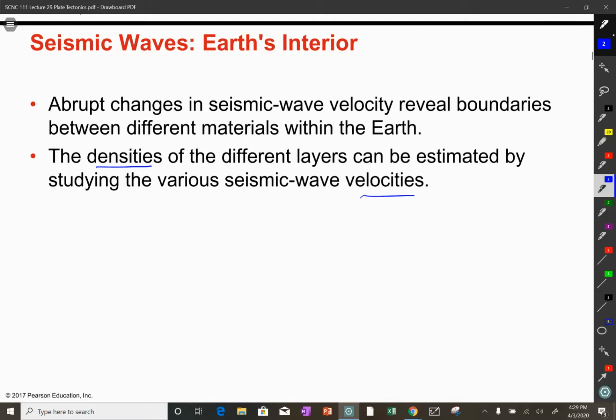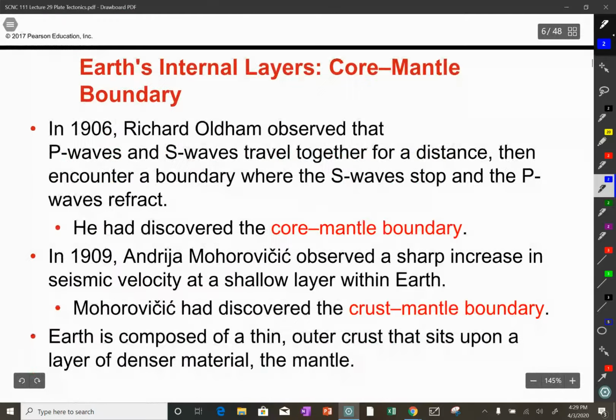So how do you get the velocity? Well, number one, you measure the time it takes to go from point A to point B through the Earth. And then there's more calculation than that, but that's the primary thing for us to think about.